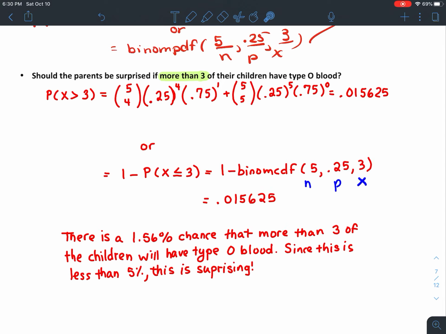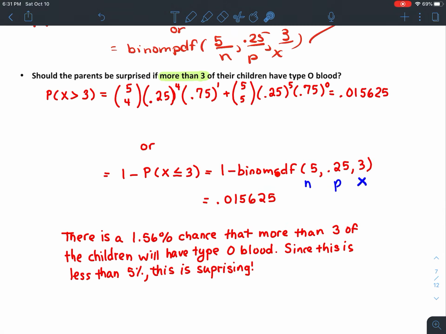So your options are, you could use the formula twice and add those 2 probabilities together, or you could use binomial CDF. Now here's where you have to be careful. It says more than 3. Okay, when it says more than 3, that's not greater than or equal to, it's only greater than 3.